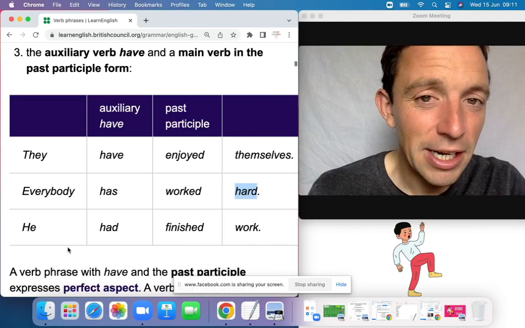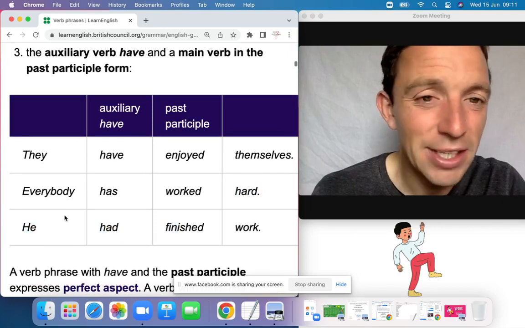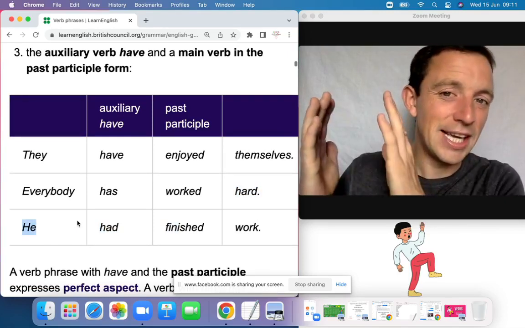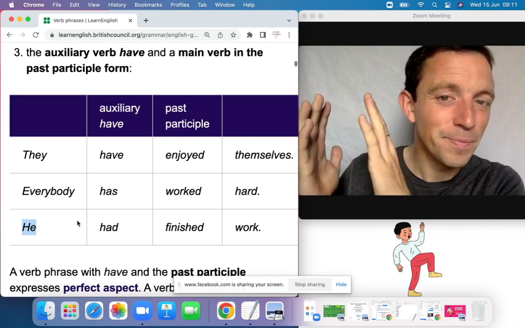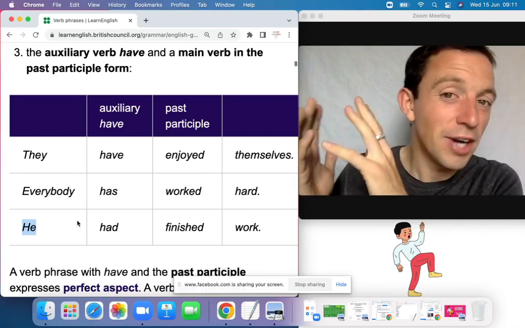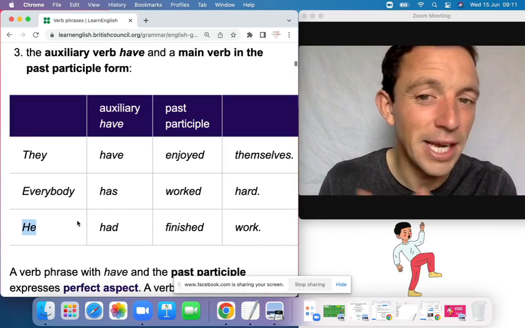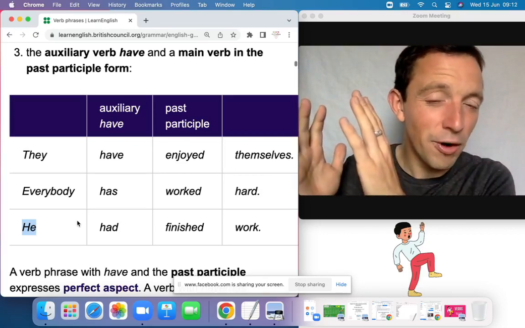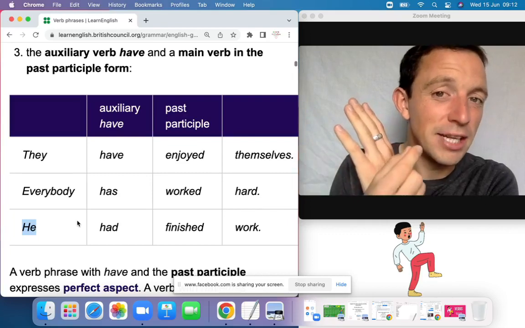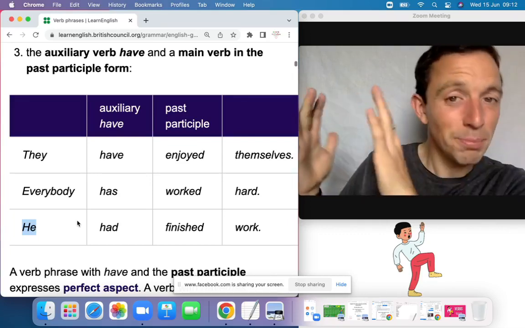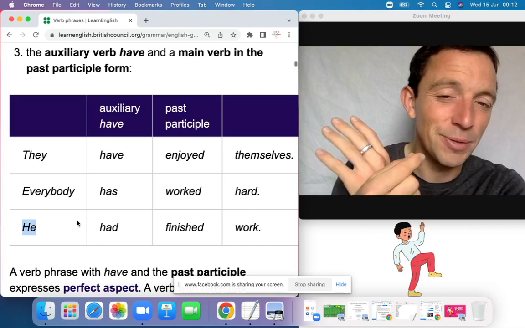And then the final example is he had finished work. So he is the subject. Had finished is the past perfect before another action typically, and work is the noun or the object. He had finished work before he called his friend. So usually the past perfect is before another action in the past.